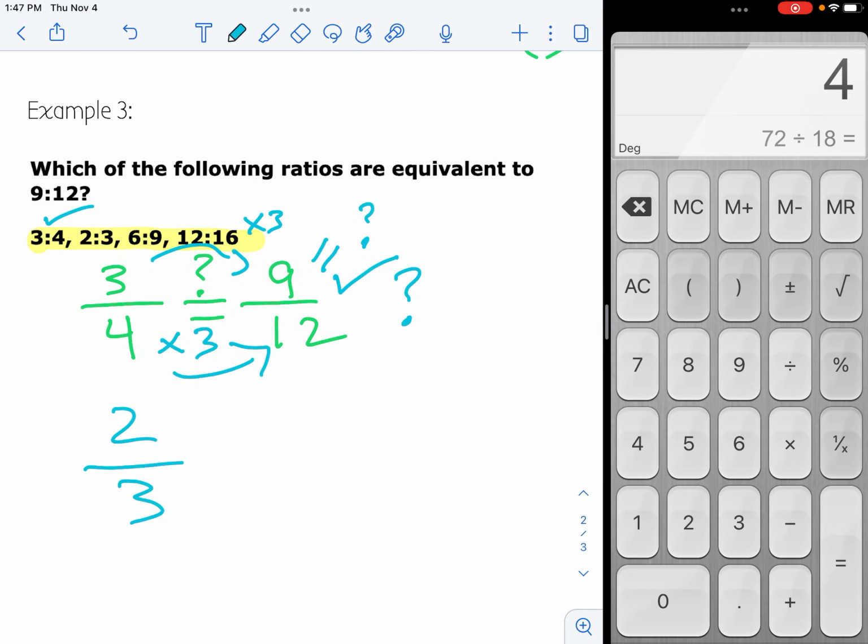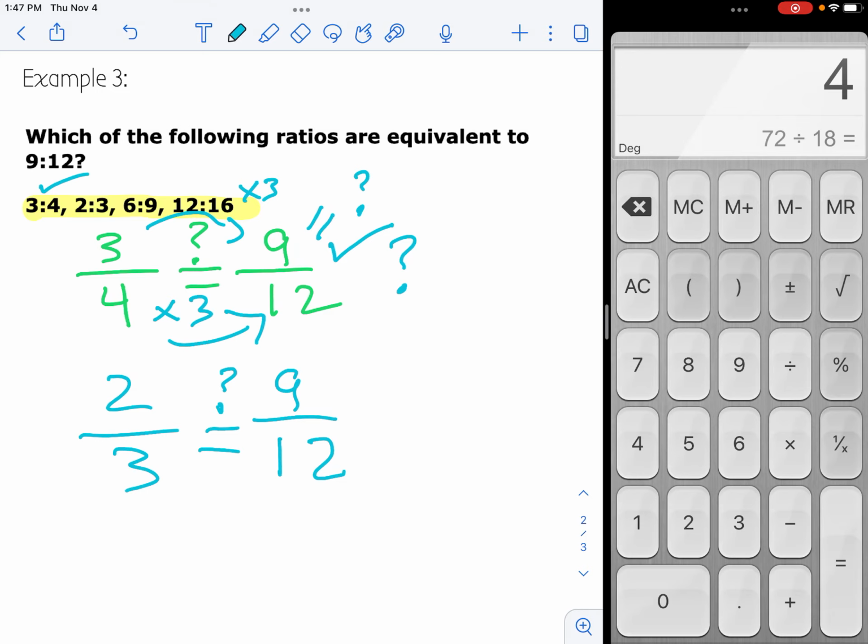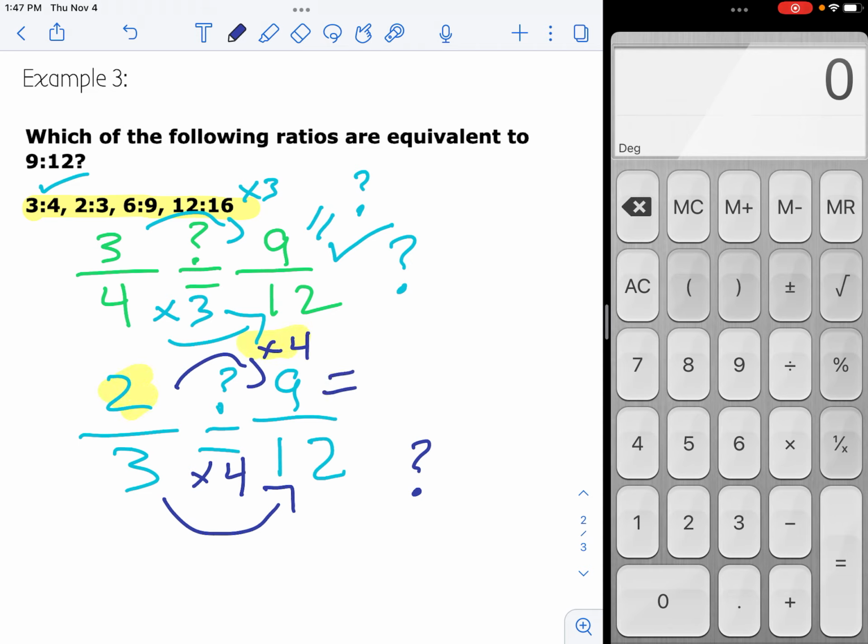2 to 3. Is this equivalent to 9 to 12? So looking at 3 to 12, what am I multiplying 3 by to get to 12? So I would have to multiply it by 4 here. Whatever you do to the bottom, you do to the top. If I multiply my 2 by 4, do I get 9? No, I do not. 4 times 2 is actually 8, and that does not equal 9. So 2 to 3 is not equivalent.